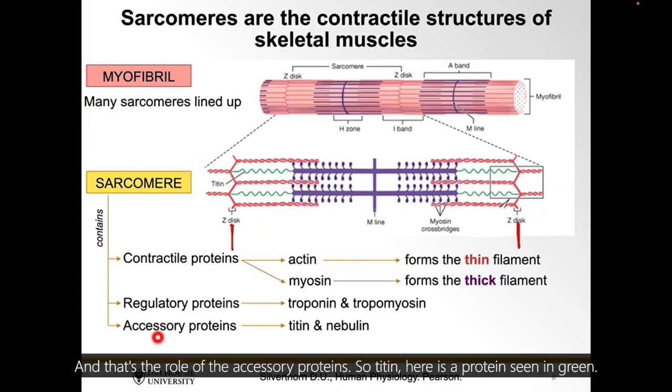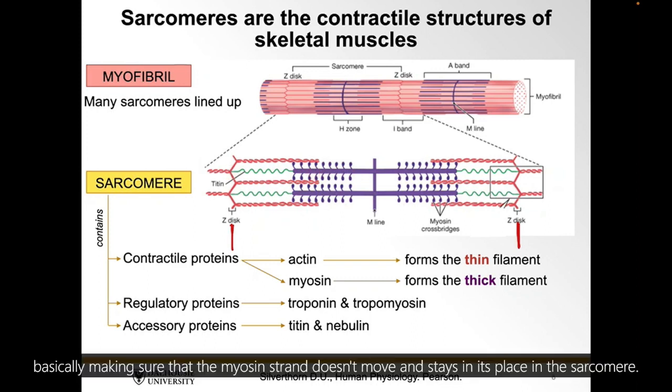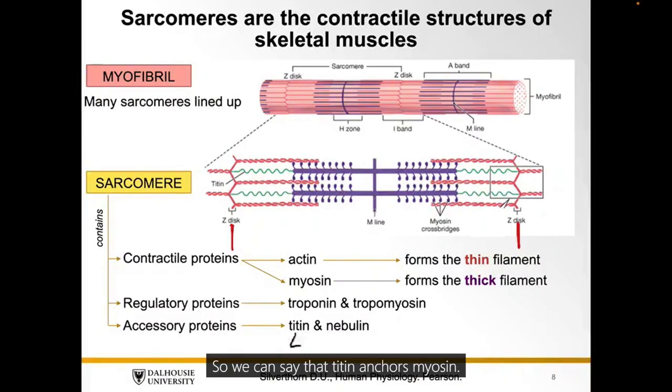Now, in order to keep those positions, these proteins must be anchored by other proteins. And that's the role of the accessory proteins. So titin here is a protein seen in green. It links the myosin, in purple here, to the Z disc, basically making sure that the myosin strand doesn't move and stays in its place in the sarcomere. So we can say that titin anchors myosin.